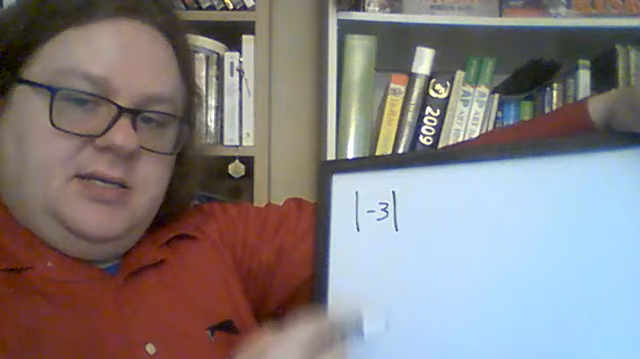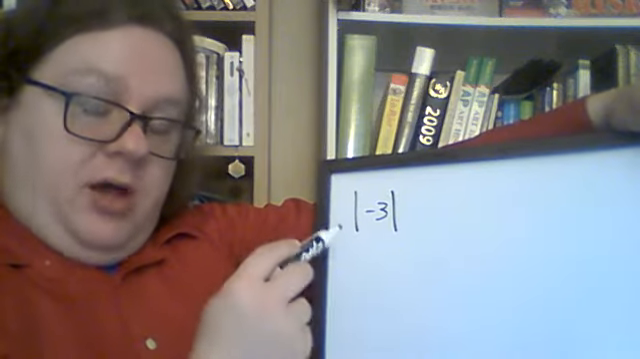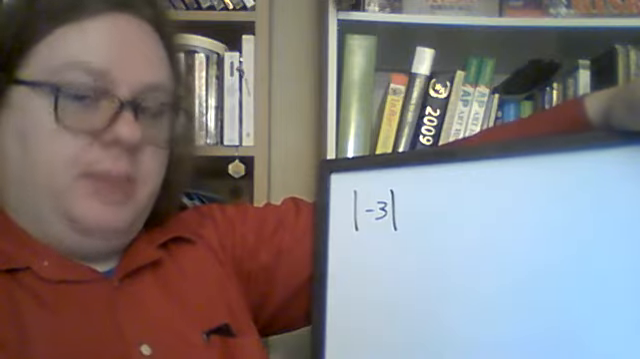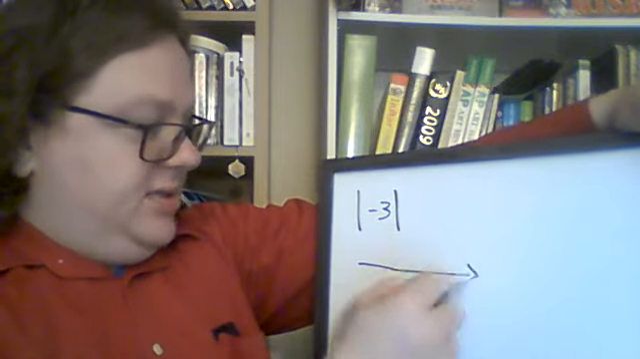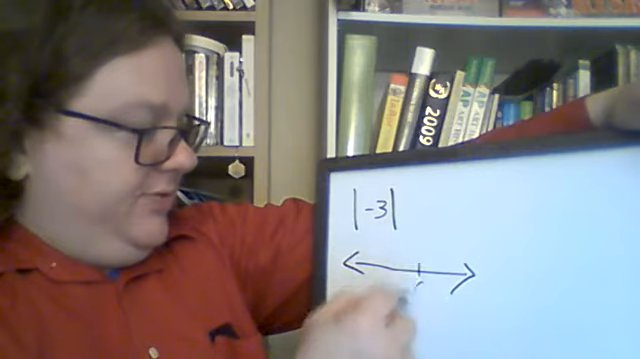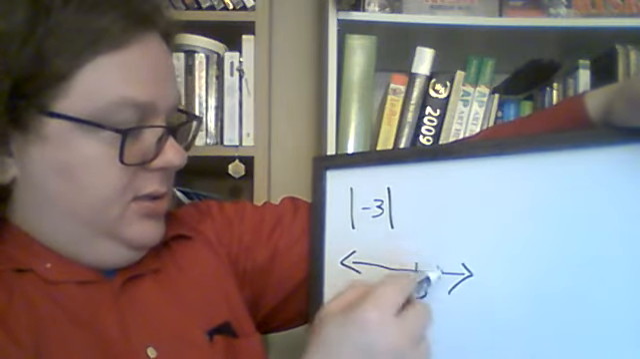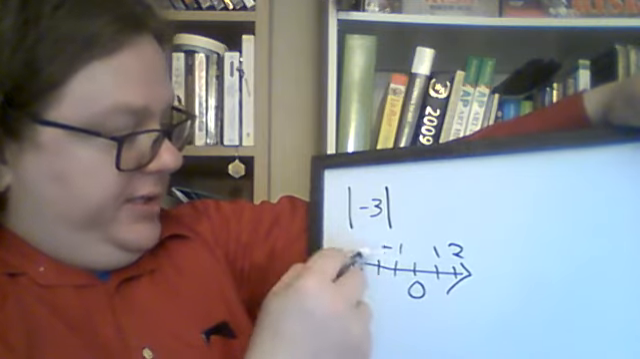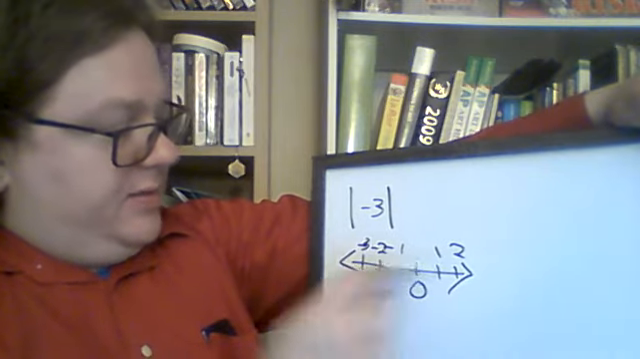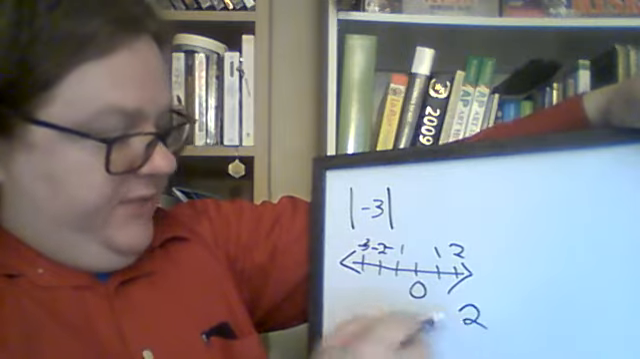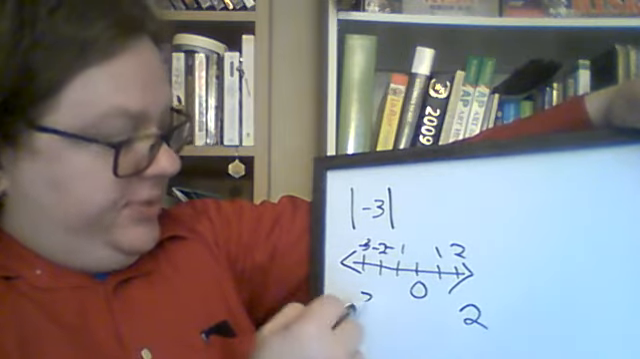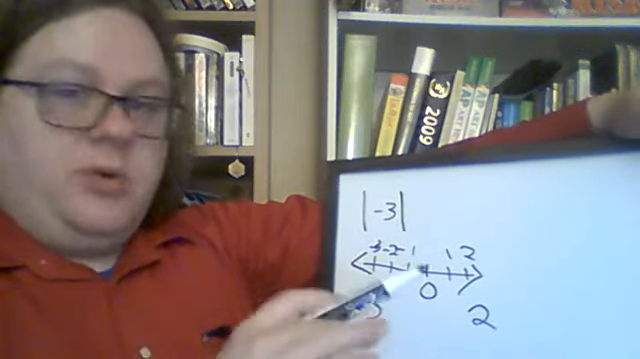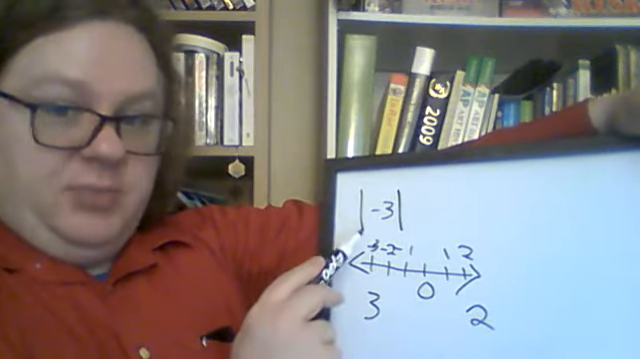The idea is that the absolute value of a number is just how many places away from 0 that number is. So if you've got this number line, and you've got 0 right here, you've got 1, 2, 3, negative 1, negative 2, negative 3. This 2 is 2 places away from 0. This 3 is 3 places away from 0.